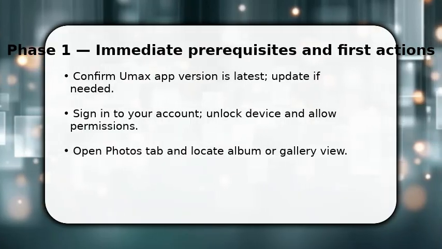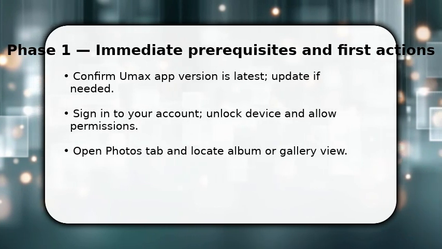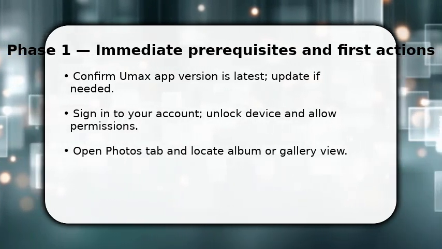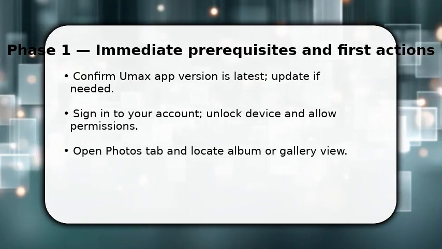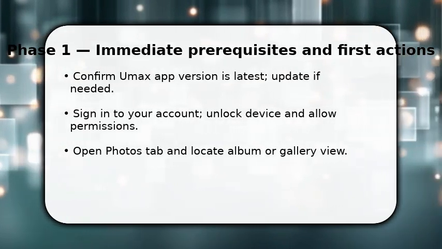You start by opening Umax and going straight to Photos. Grant any permission prompts so the app can access storage. Once done, sign in if required, and tap the Photos tab to show your albums and all images.